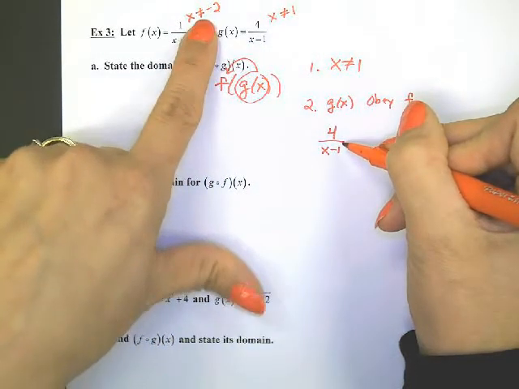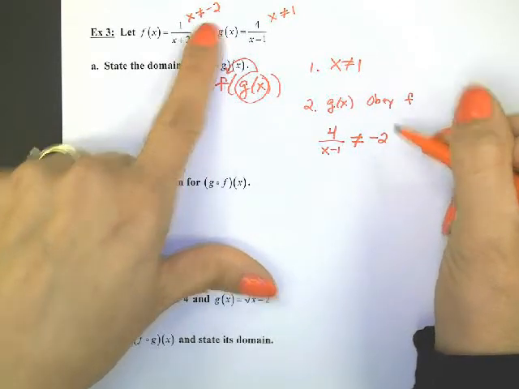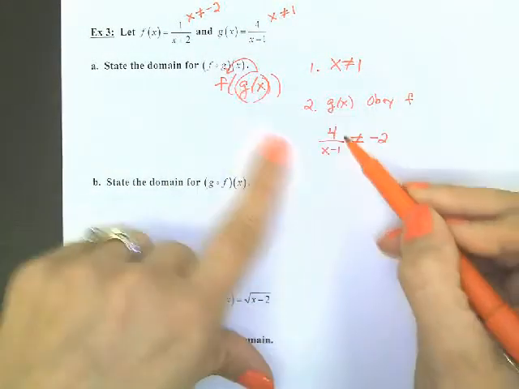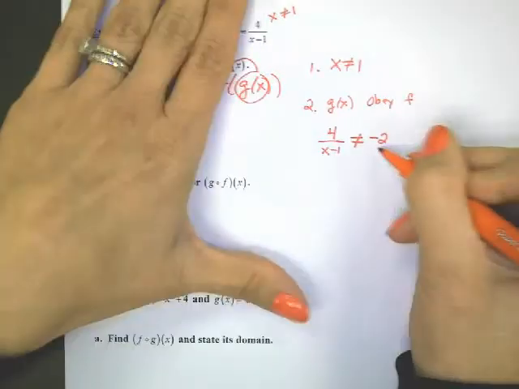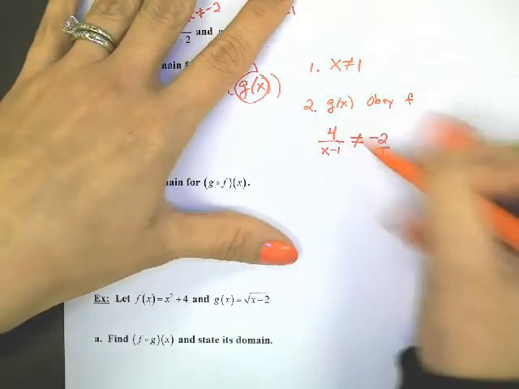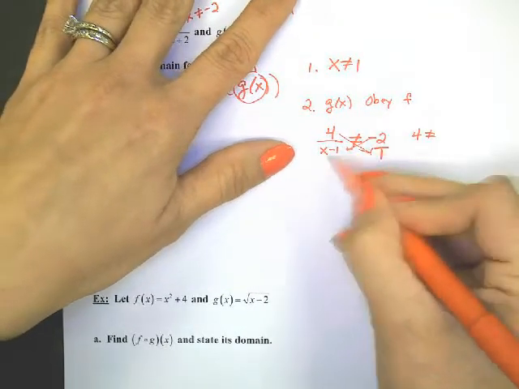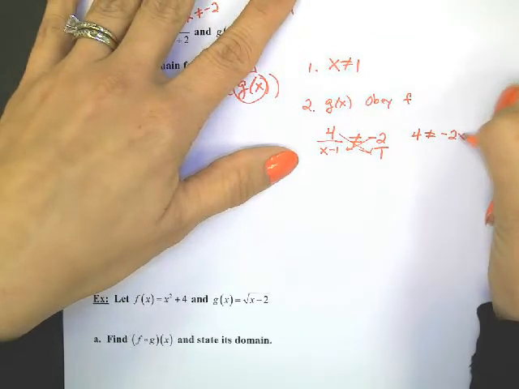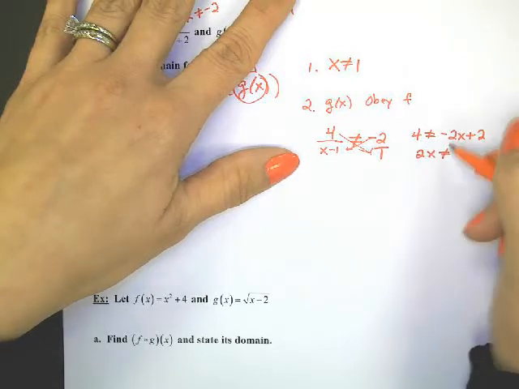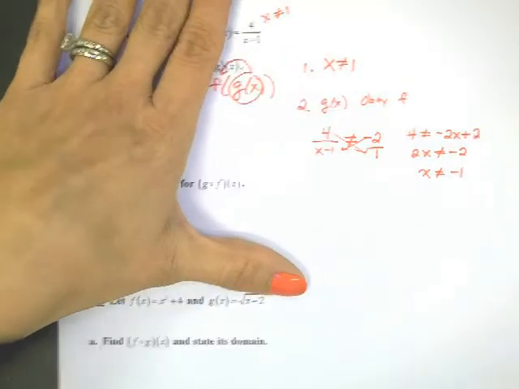F says do not equal negative 2. Okay, do not equal negative 2. Here it says x can't equal -2 because x is going in, but here G is going in, so G cannot equal negative 2. Since this is an equal sign problem, you can cross multiply. So we'll cross multiply here. 4 cannot equal -2 times x minus 1. Distribute the negative. Negative 2x plus 2. 2x cannot equal negative 2. X cannot equal negative 1.